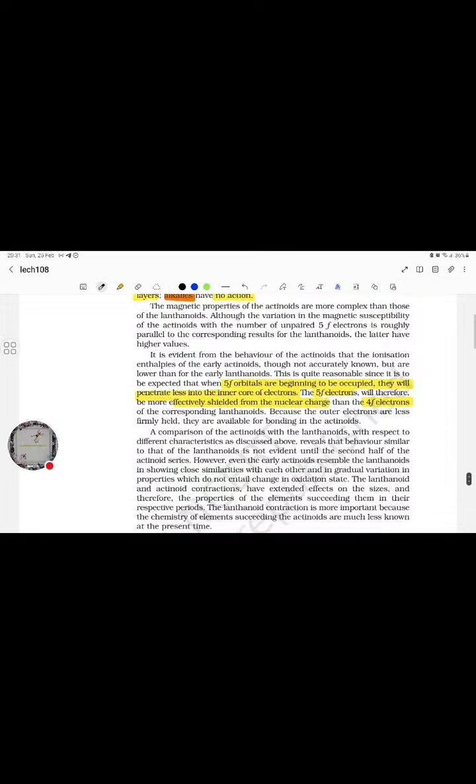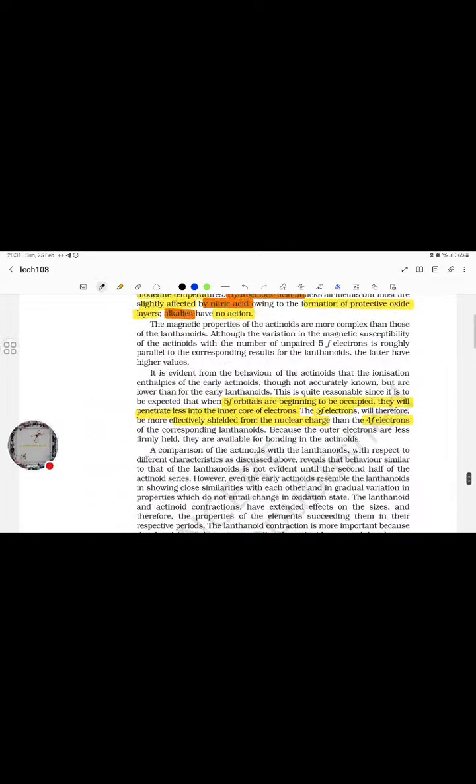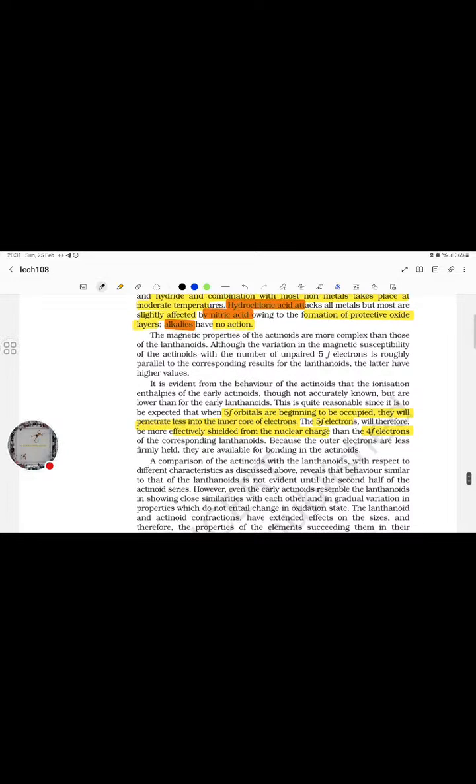Okay, moving down, the magnetic properties of the actinoids are more complex than those of the lanthanoids. Although the variation in the magnetic susceptibility of the actinoids with the number of unpaired 5f electrons is roughly parallel to the corresponding results for the lanthanoids, the latter have higher values.